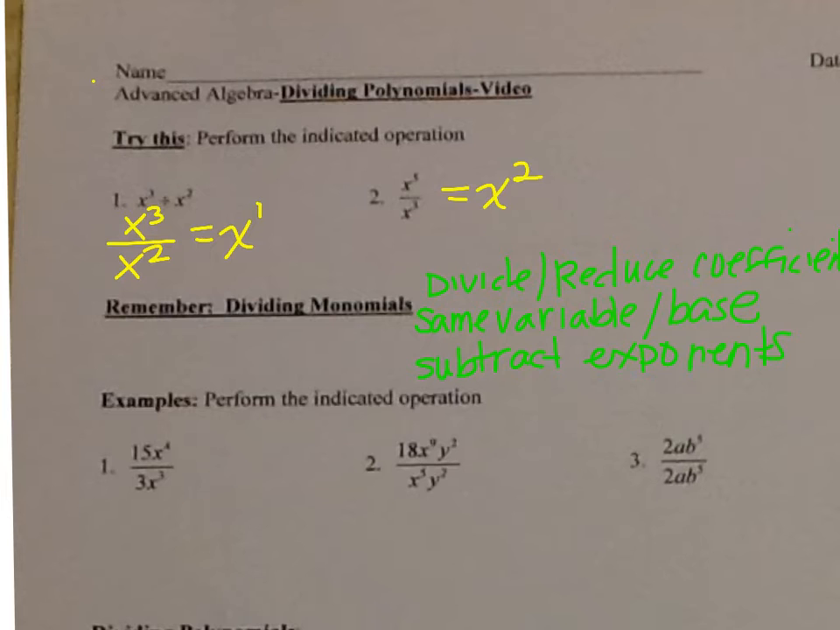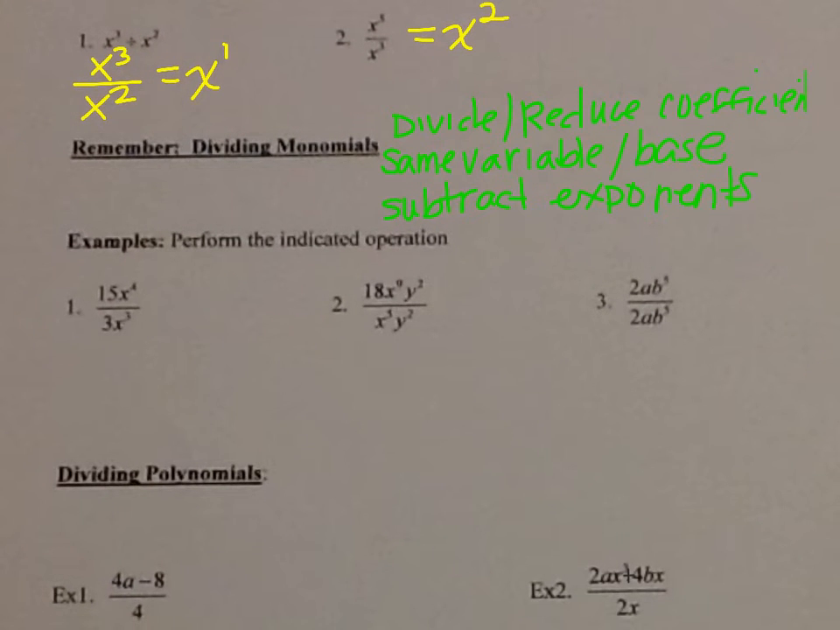Okay, so let's take a look at number 1. I have 15x to the fourth divided by 3x to the third. My coefficients are 15 and 3, so I can divide them. They divide nicely, so 15 divided by 3 is 5. And then I have x to the fourth divided by x to the third. Subtract the exponents, same base, right? They're both base x. So x to the fourth divided by x to the third would be x to the first. So it'd be 5x.